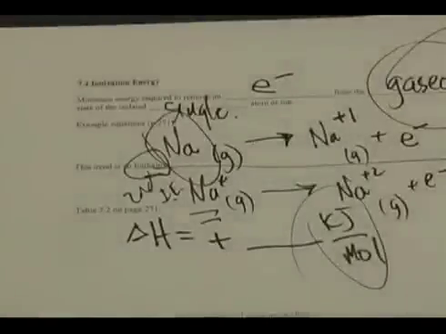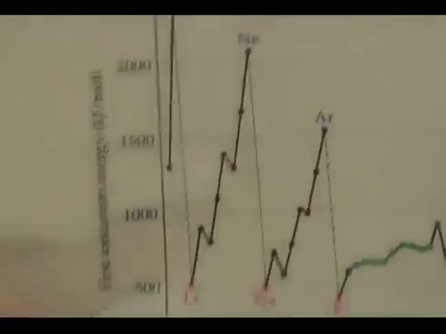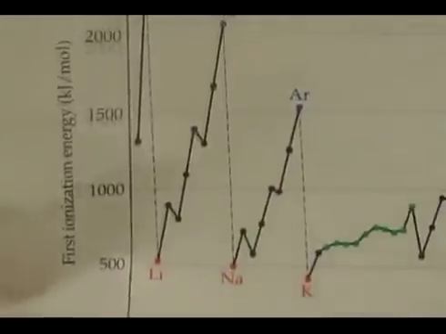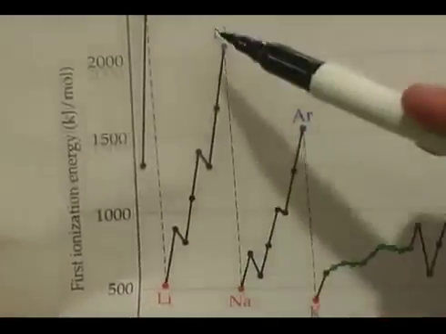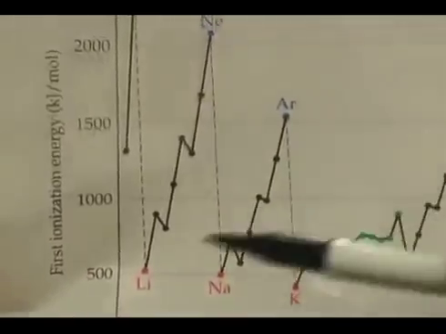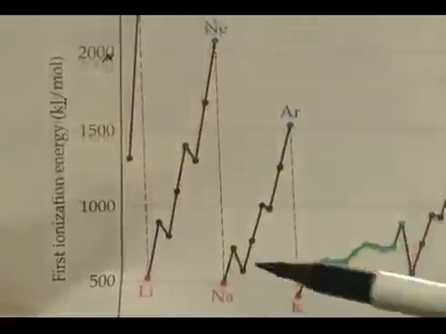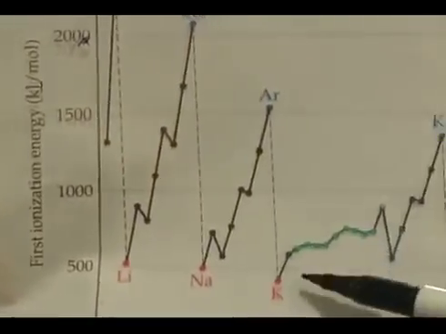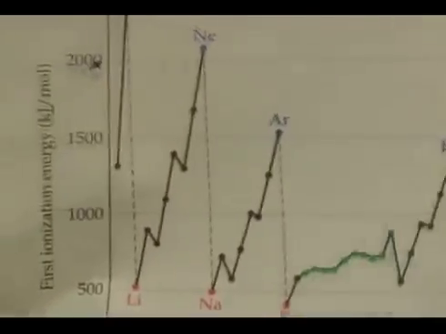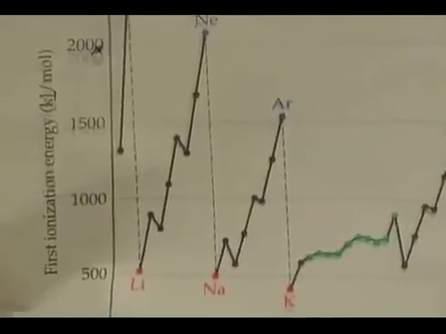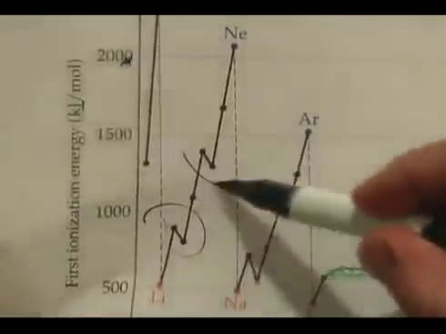So what's the trend for ionization energy? The general trend is that as you move from left to right across a period, ionization energy increases. From lithium to neon, it increases, and notice it's in kilojoules per mole, and there's a bunch of energy there. Sodium to argon, potassium to krypton, it increases. Okay, general rule. There are a few anomalies here, and here. We'll talk about those in just a second.